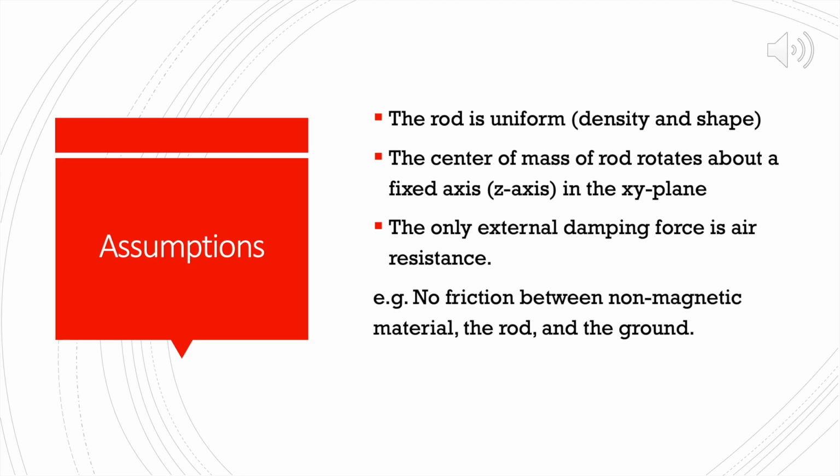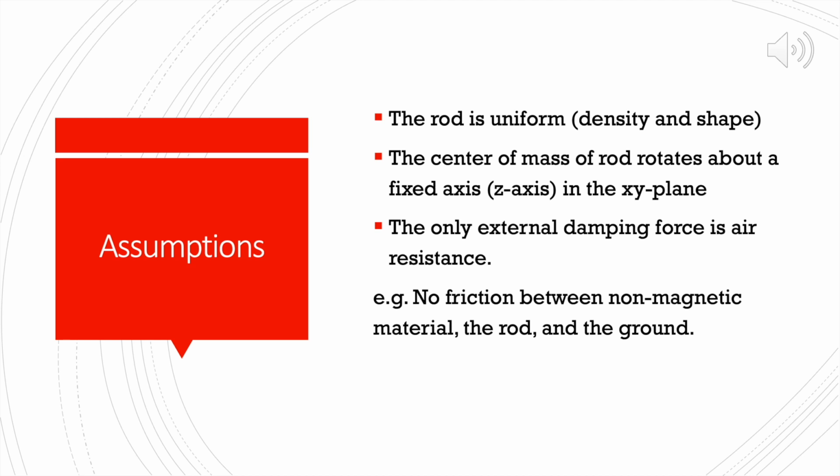Necessary assumptions are made. They include: the rod is uniform, meaning density and shape, for calculations of moment of inertia and centrifugal force. While the lower end of the rod is rotating in a horizontal circle with radius r, the rod forms an angle theta with the vertical.